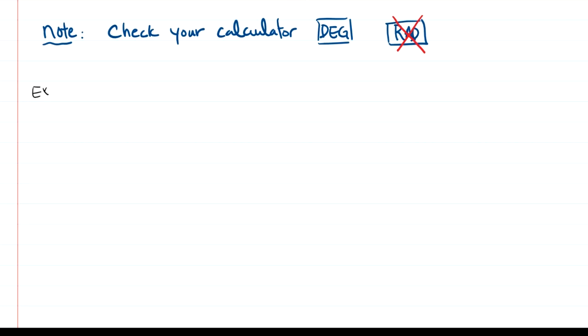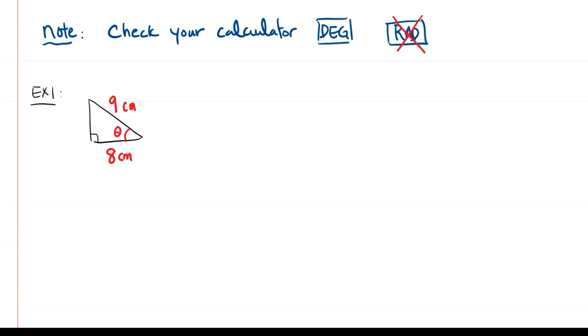So here's example 1. We've got a right triangle question. We're given two sides: 9 centimeters, which is the hypotenuse, and 8 centimeters, one of the lengths. What we're trying to find is this angle, and I'm going to label it with theta. The question is asking you to find the unknown angle.